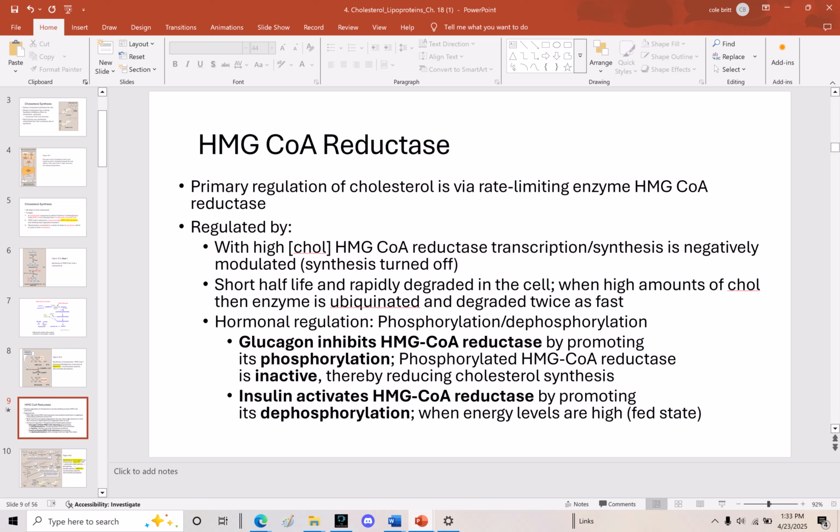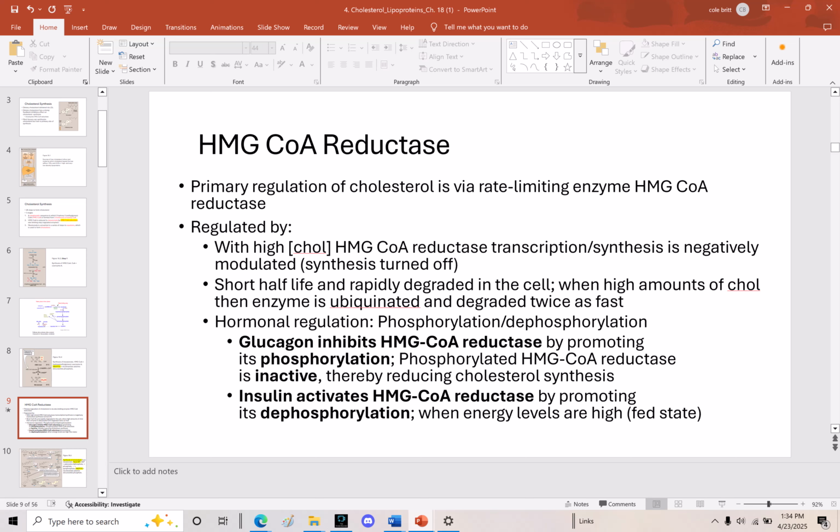So let me check, make sure that's correct. Yes, insulin activates HMG-CoA reductase by promoting its dephosphorylation, because remember, it turns on a phosphatase, and that dephosphorylates things. Whereas glucagon is going to inhibit it, because glucagon turns on a kinase, and it's a fasted hormone, and I just know that it's going to make it inactive. But this is the only enzyme you have to remember for cholesterol synthesis. You do have to know all of those regulatory pathways, but it's the only enzyme you have to remember.